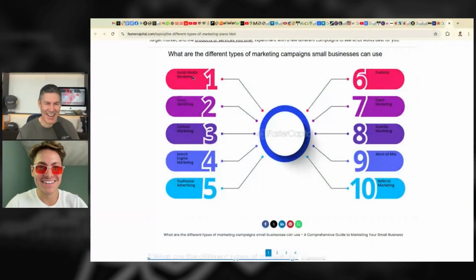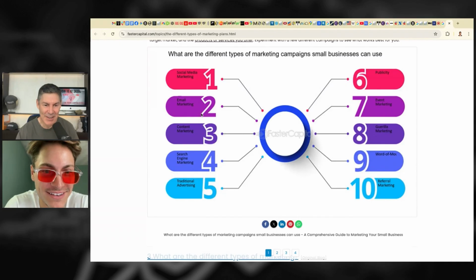All right, but getting back to it. Number 1 and 2 really didn't exist when I started doing this. Content marketing, that really didn't exist. Search engine marketing, that was just barely becoming a thing. Here we go, traditional advertising.